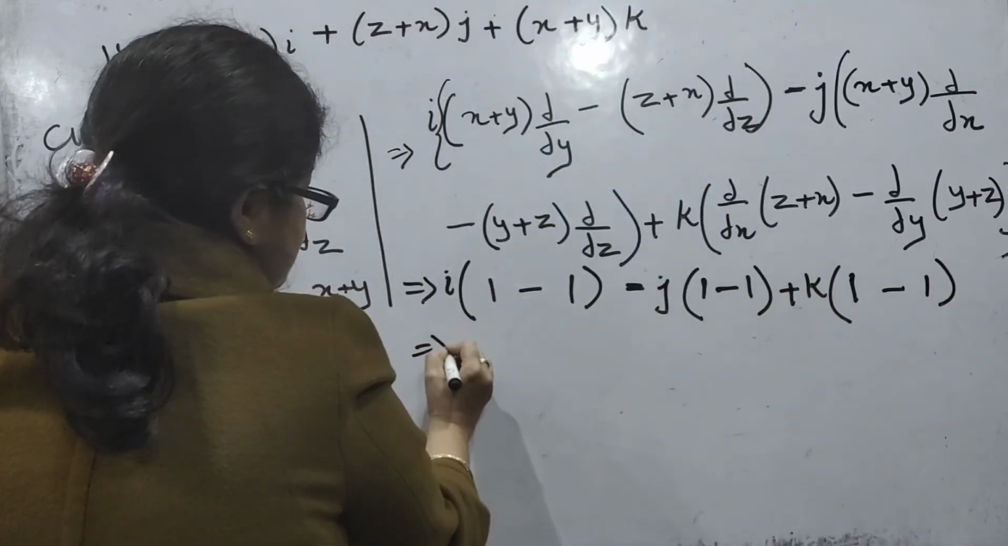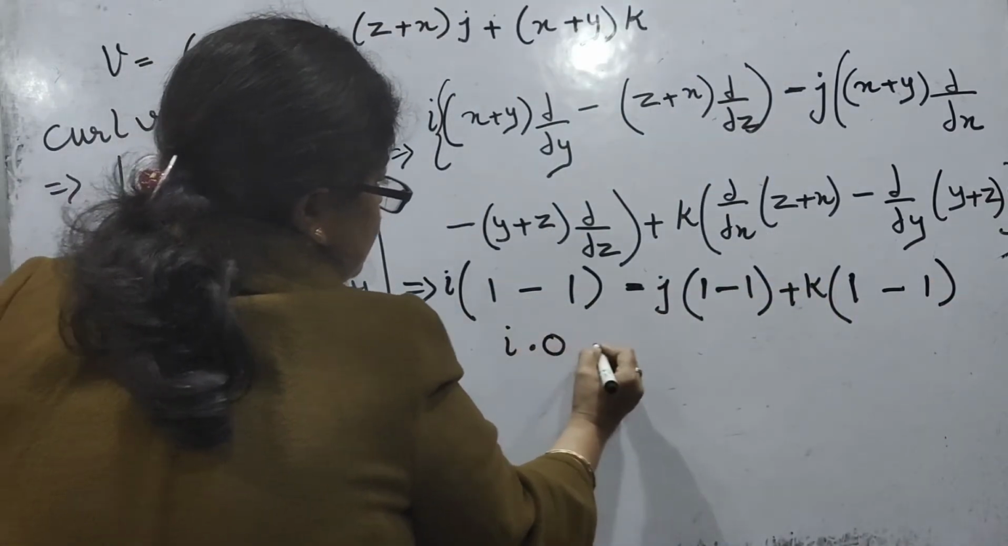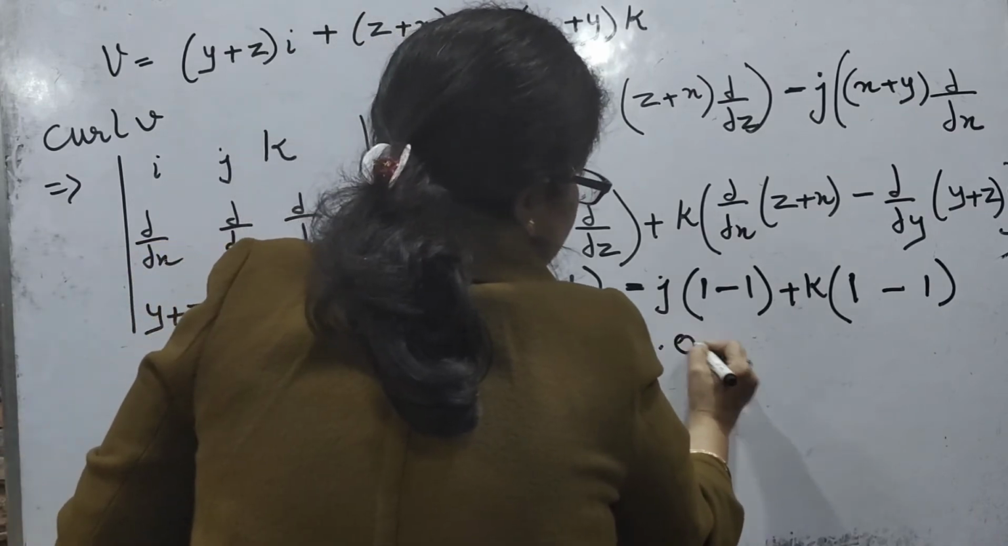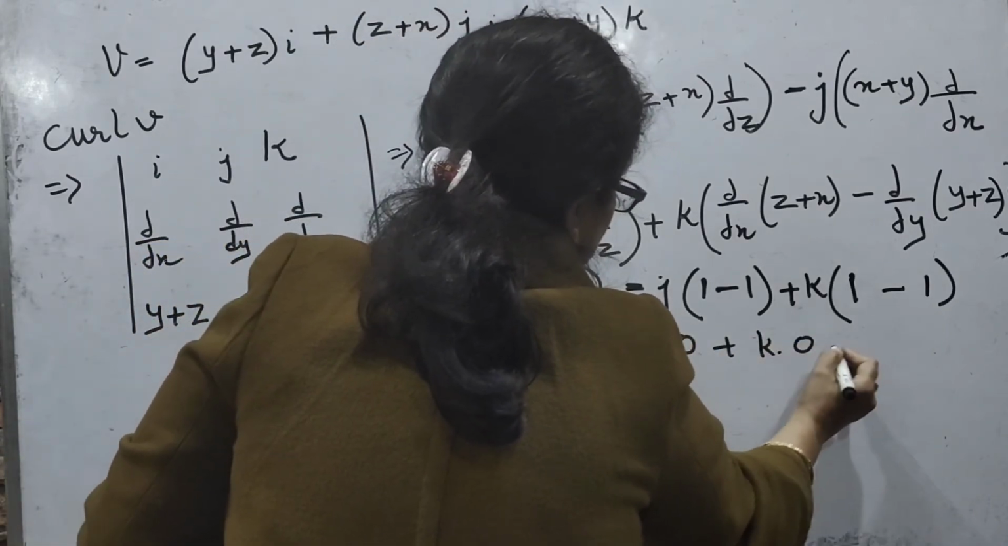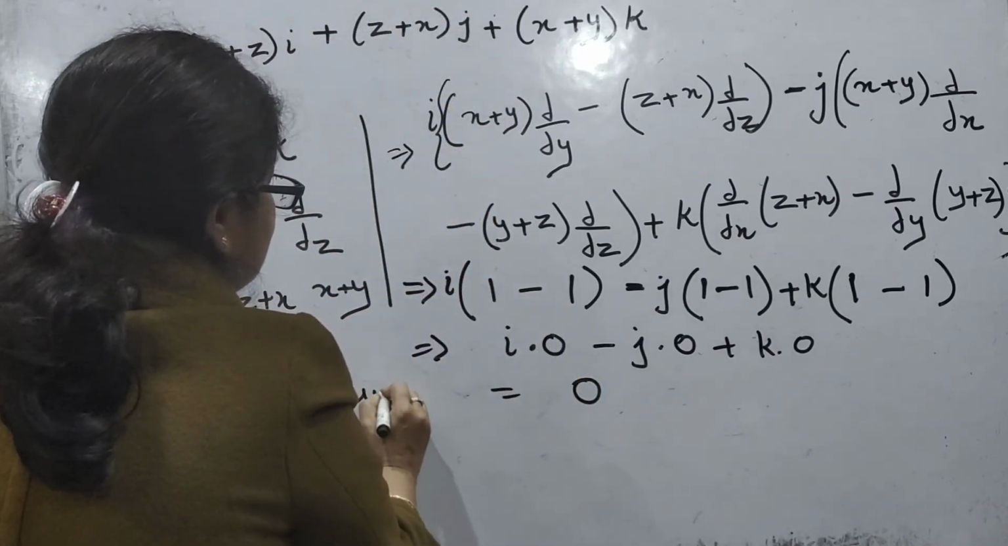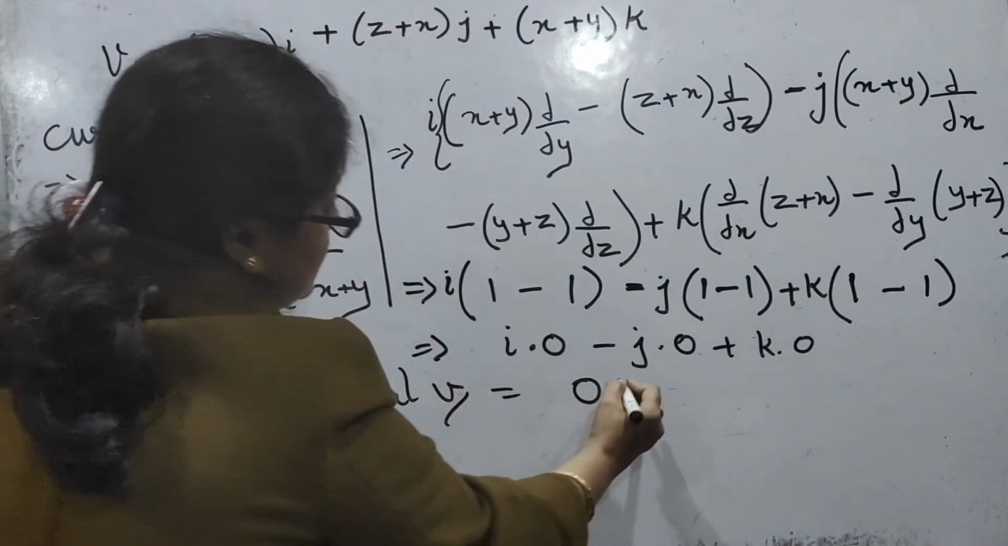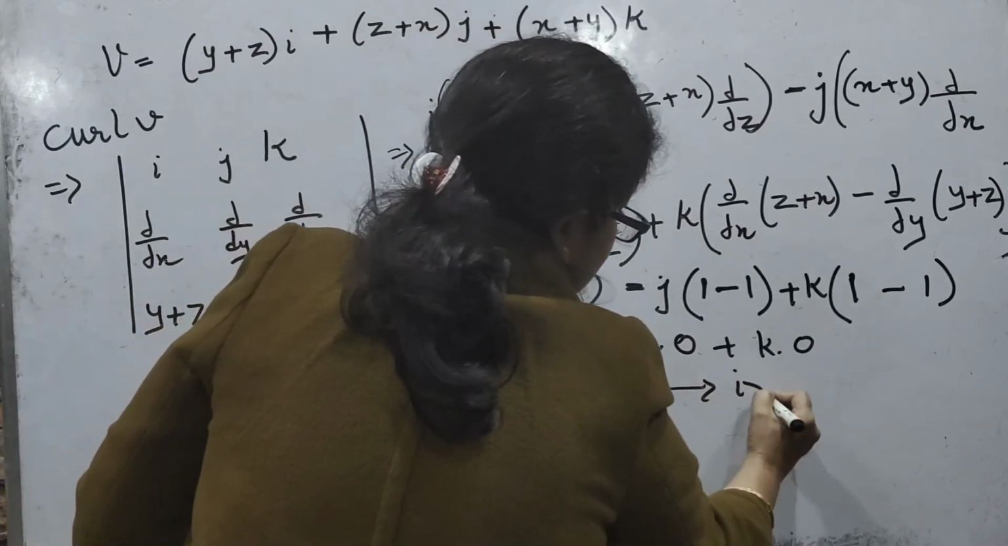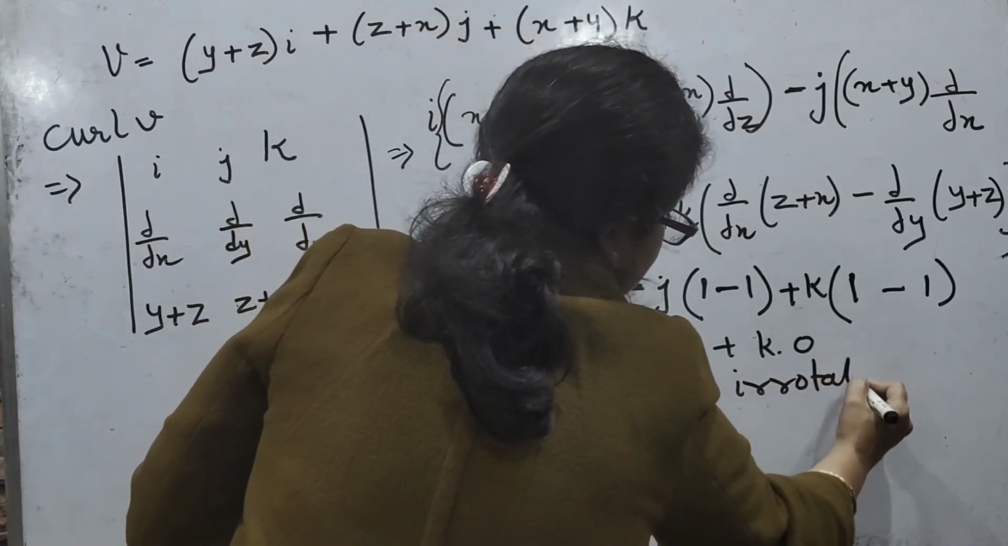So we easily saw we get i·0, j·0 and k·0. That means overall its answer is 0. That means the curl of the vector v is 0. So it is an irrotational vector.